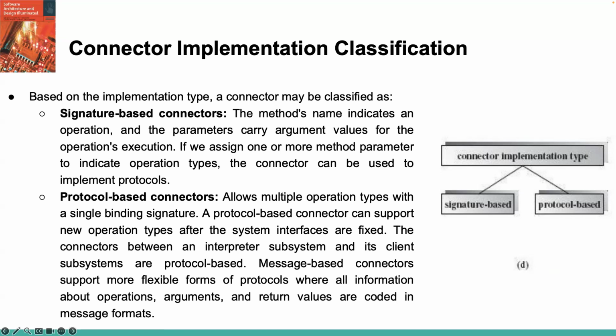Imagine you're ordering a pizza over the phone. The operation is clearly defined by the method name order pizza. And the parameters are the details like the size of the pizza, the toppings that you want on the pizza, and the delivery address.